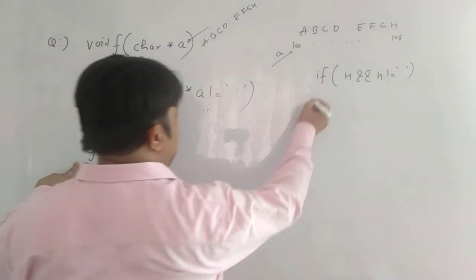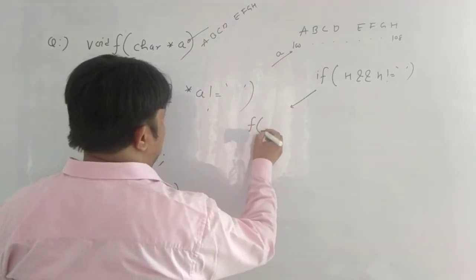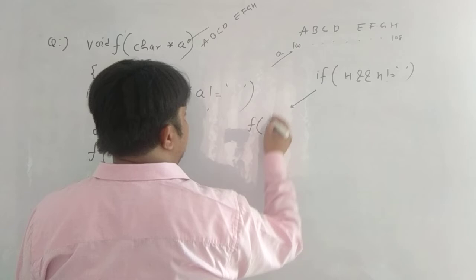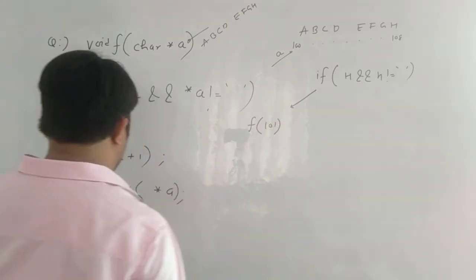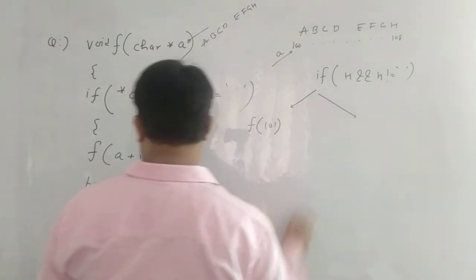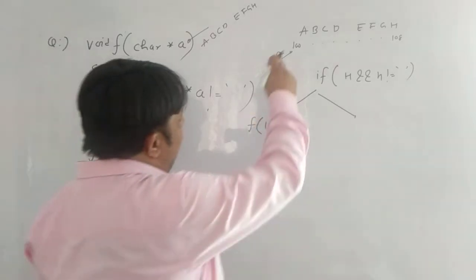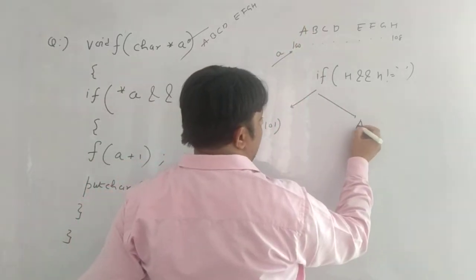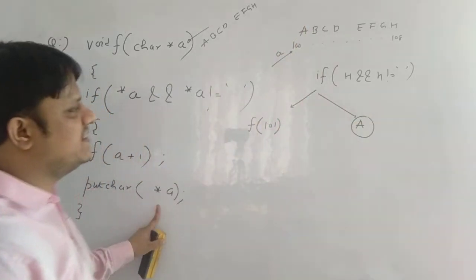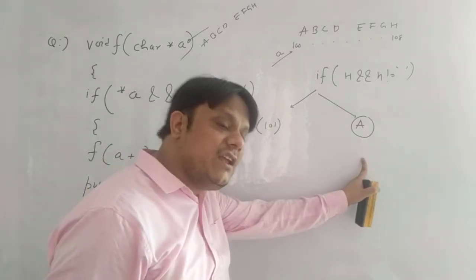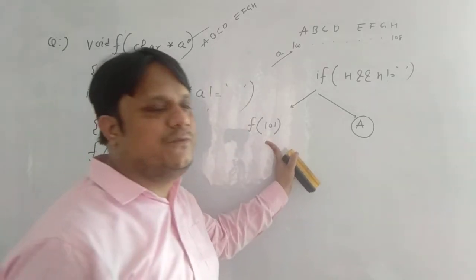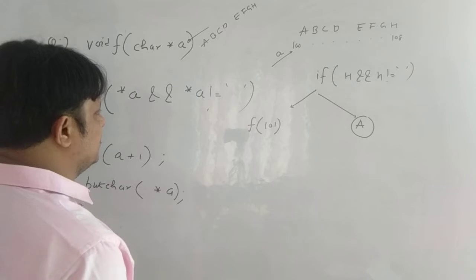So when this condition is true, what is happening? f(a plus 1) means what? A is 100, 100 plus 1 is 101, and you are also printing what? You are printing star A. A is 100, star is what? A. So you are printing A. So the first thing that gets printed is not A, because we have this recursive function before that. So you have to first finish this recursive call.